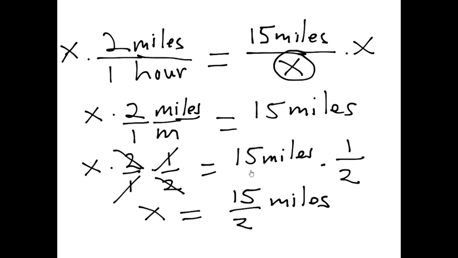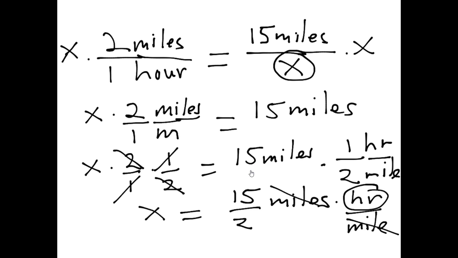Okay? So over here we had hours, and over here we had miles. Miles times hours divided by miles. Again, miles cross out with miles, it's 1, and we're left with just hours. So x is equal to whatever 15 divided by 2 is. That is 7.5 hours. So the answer to the question is very simple.